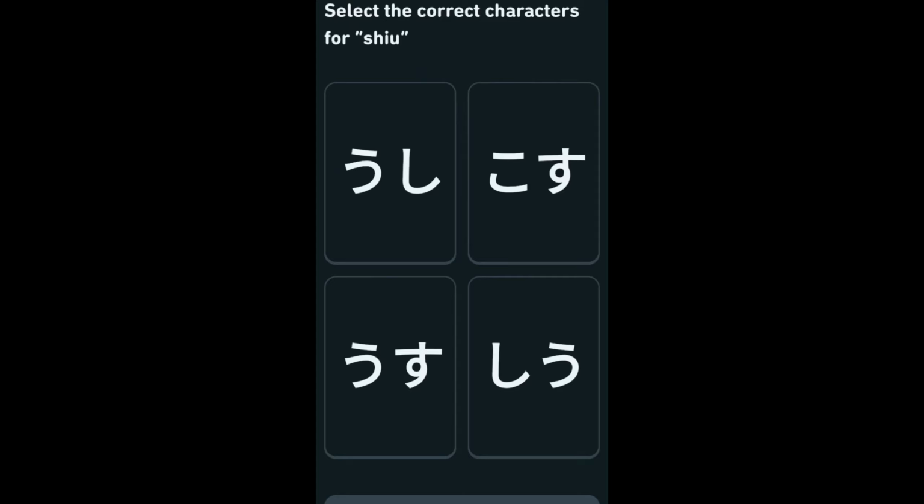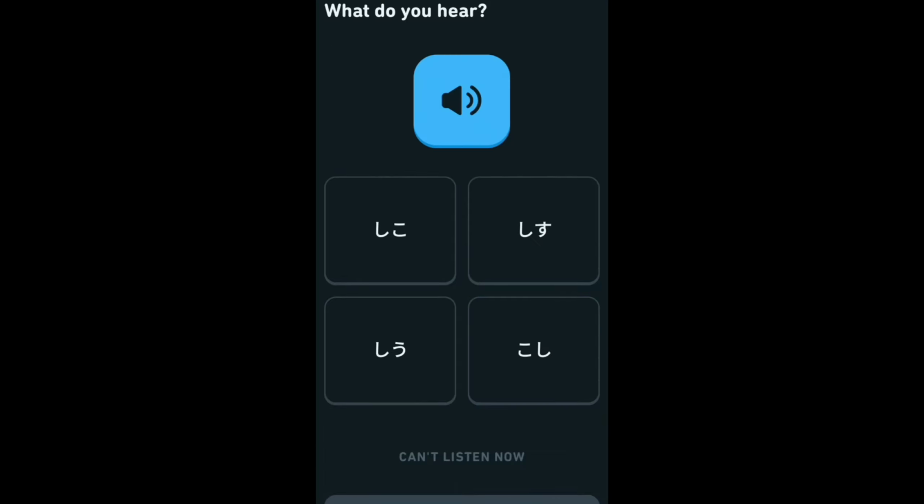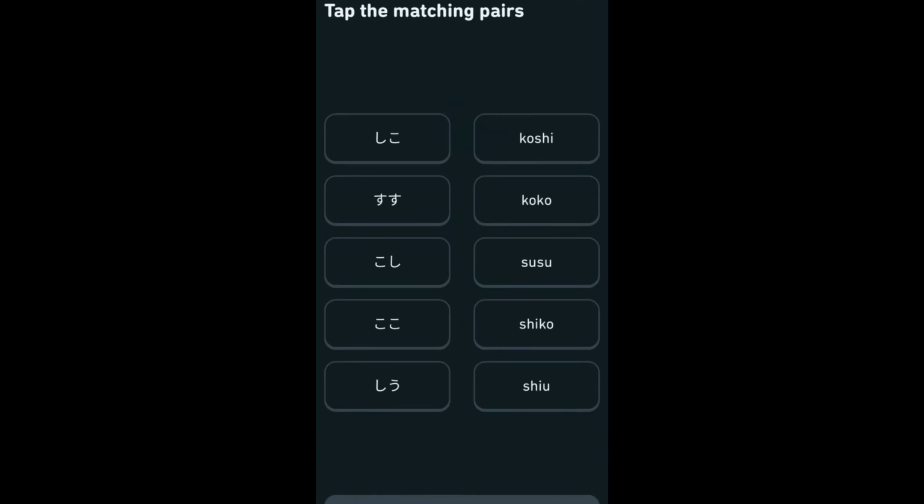Shiyu. Try and break it down. So there's shi, and there's u. Shiyu. Yes, it's the fourth one. Now, what is the characters for shiyu? Shiyu, yep, first one. Now, what is shiyu? The first one. What is shiyu?